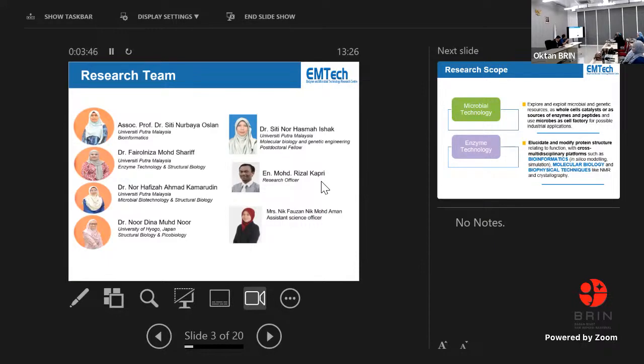We also have in EMTech a postdoctoral research fellow and a research officer, and I also brought along Ms. Nik Fauzan, Nik Muhammad Aman, our Assistant Science Officer working in EMTech.